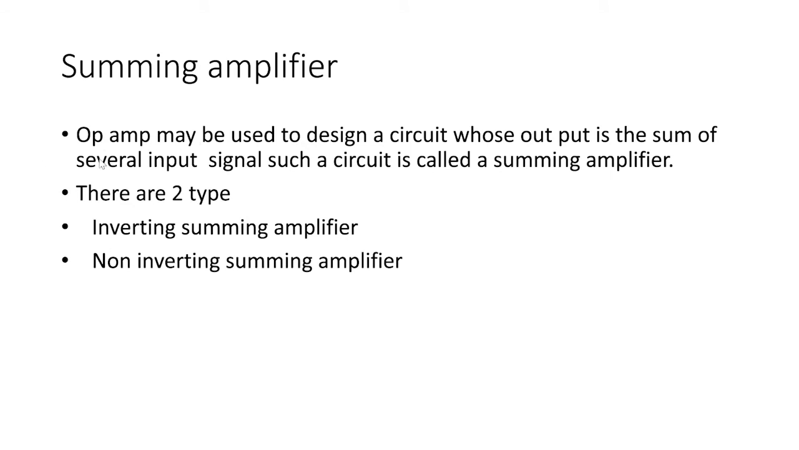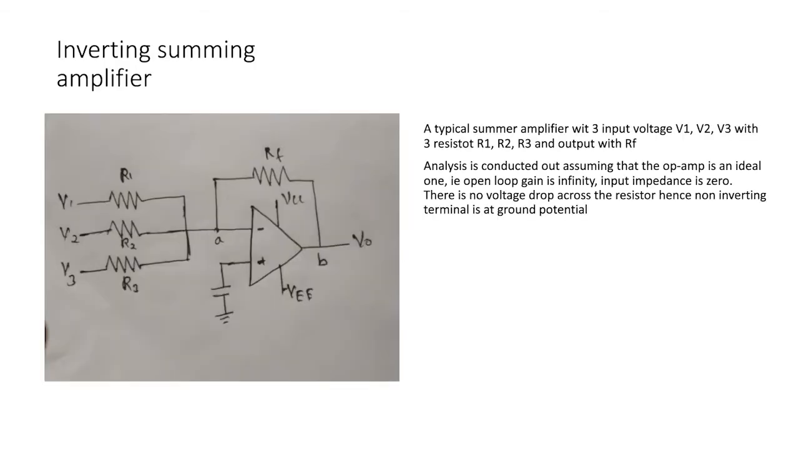Summing amplifier. An op-amp may be used to design a circuit whose output is the sum of several input signals. Such a circuit is called a summing amplifier. There are two types of summing amplifiers: inverting summing amplifier and non-inverting summing amplifier. Inverting summing amplifier. A typical summing amplifier with three input signals V1, V2, V3 and three resistors R1, R2, R3, and the output with the resistor RF.